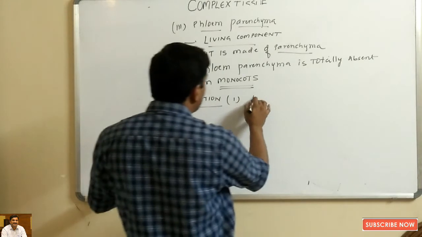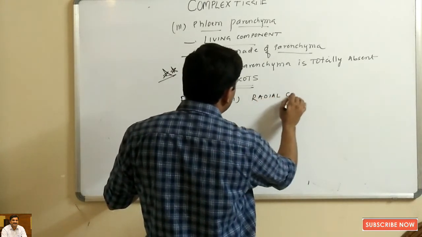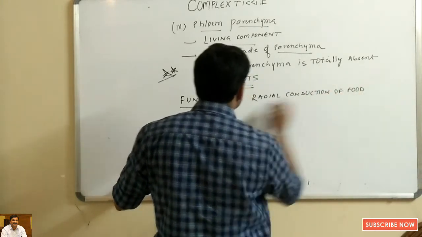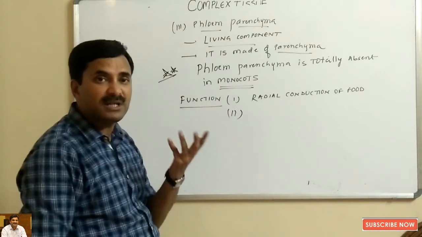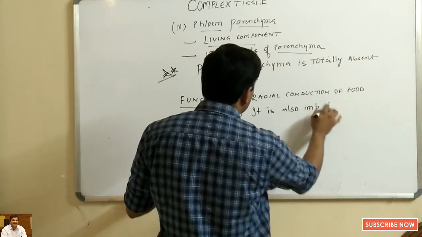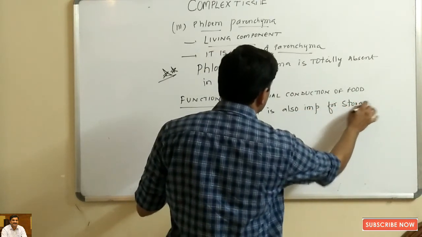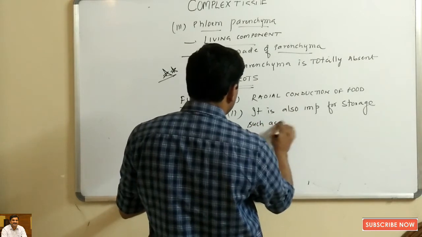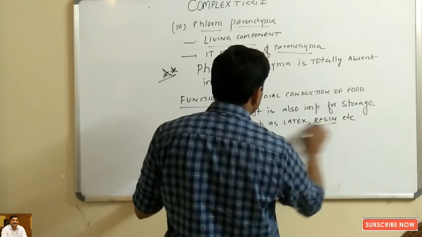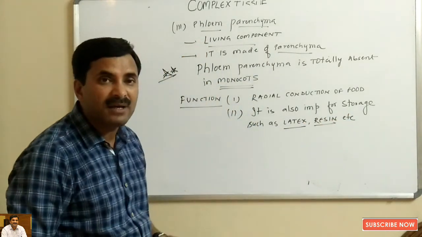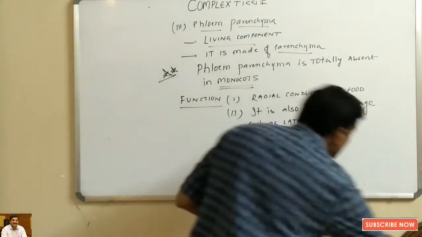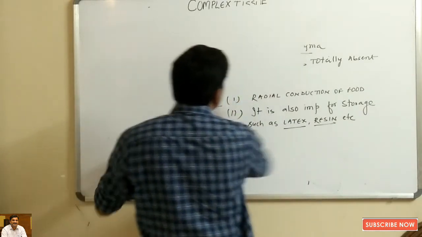Now what is the function of the phloem parenchyma? It is meant for radial conduction of food, and as we know very well that parenchyma is having intercellular spaces, it is also important for storage, such as latex, resin, etc. Various substances such as resin, latex, etc. are actually stored by the phloem parenchyma, but it is totally absent in the case of monocots. Okay, so this was the third component of the phloem.